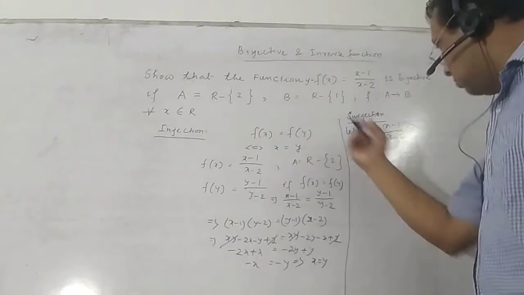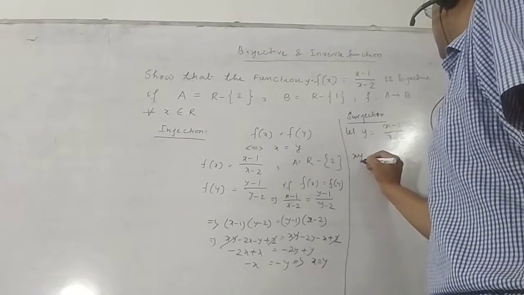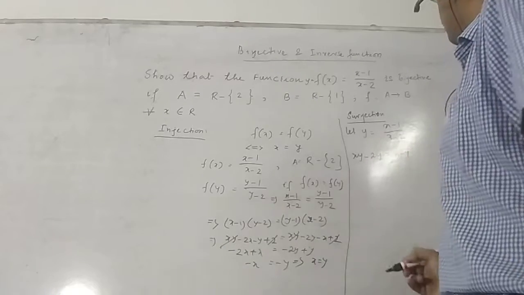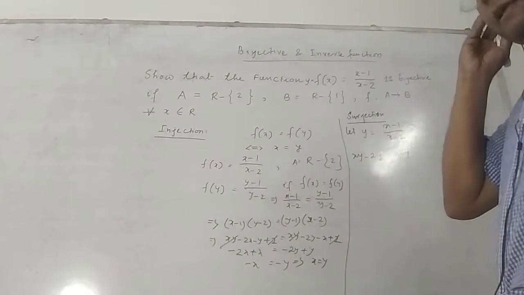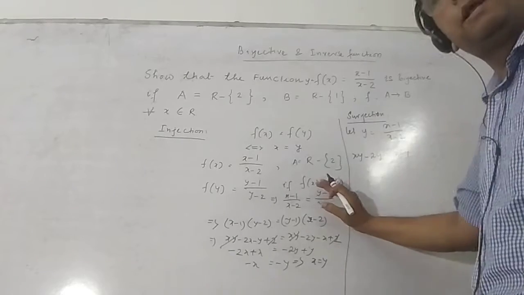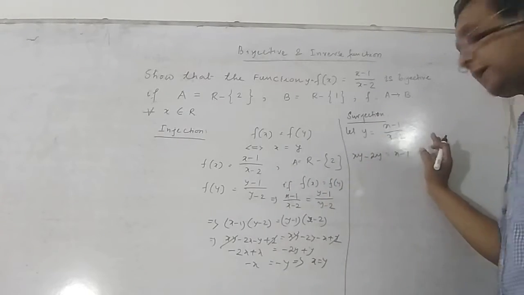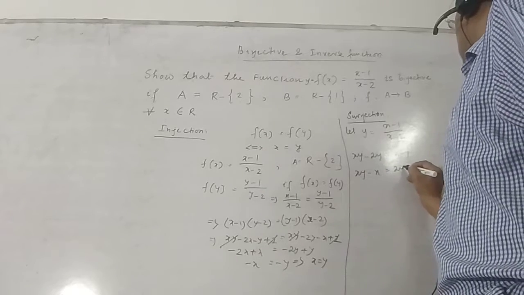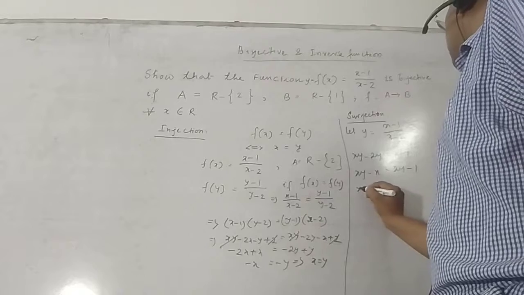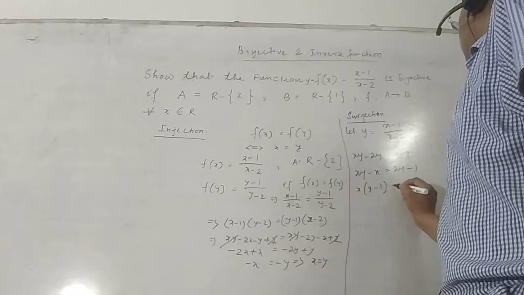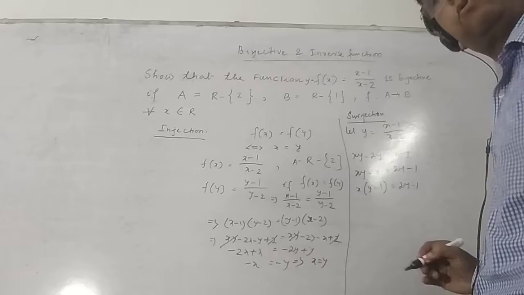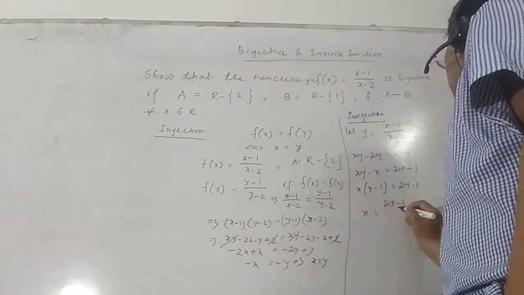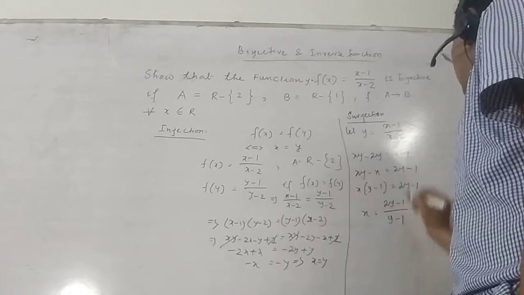So now you cross multiply again, so you can get xy minus 2y is equal to x minus 1. To express x in terms of y, we will bring all the x values over here and all the y values to the right hand side. So xy minus x is equal to 2y minus 1. If I take x common, x into y minus 1 is equal to 2y minus 1, and therefore x is equal to 2y minus 1 divided by y minus 1.